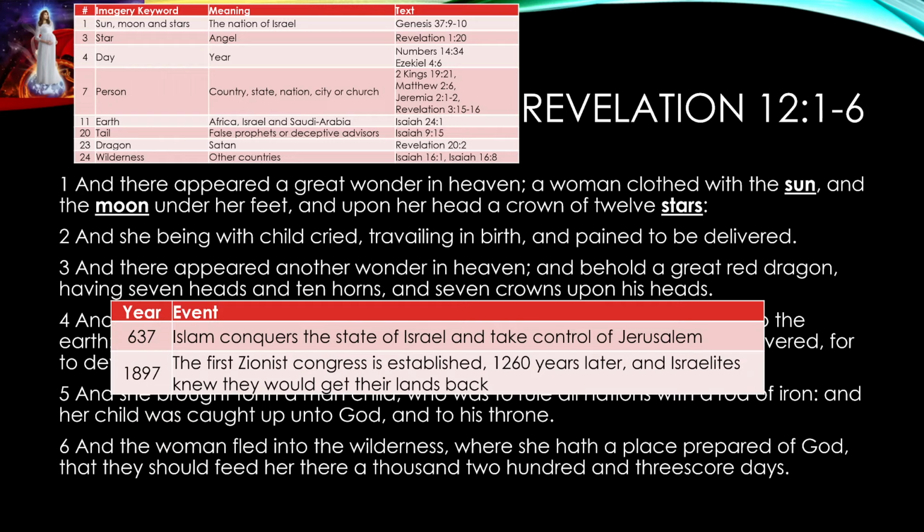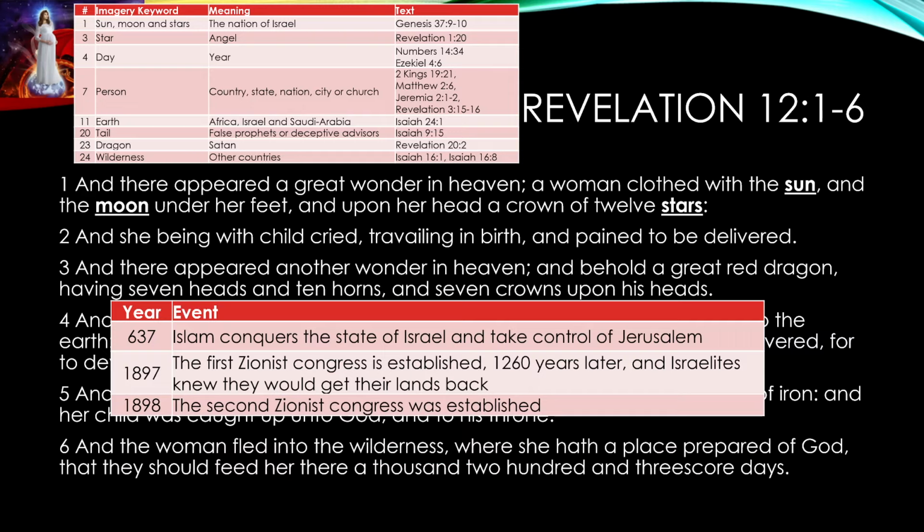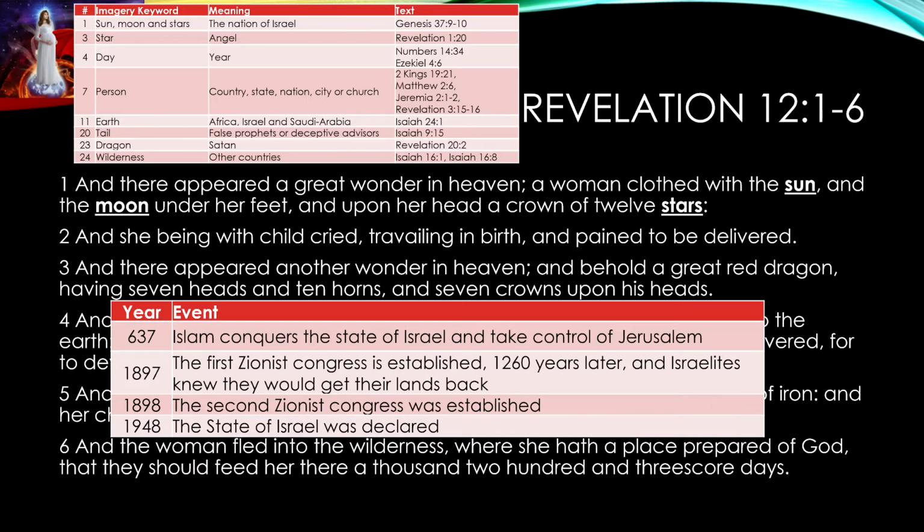In the year 1897, exactly 1,260 years later, the First Zionist Congress is established. This is when the Israelites knew that they would get back their lands. The year after that, in 1898, the Second Zionist Congress was established. These two congresses had the purpose to establish the nation of Israel, which was finally fulfilled in 1948.